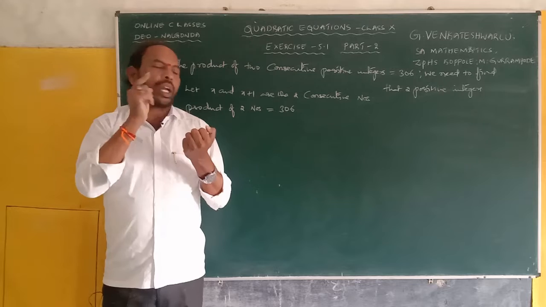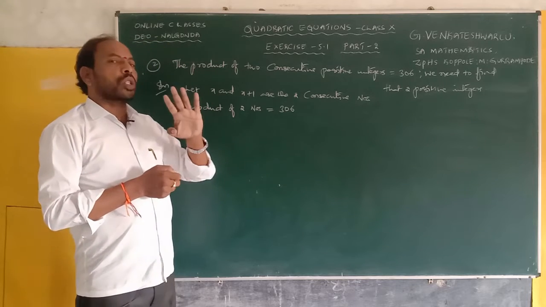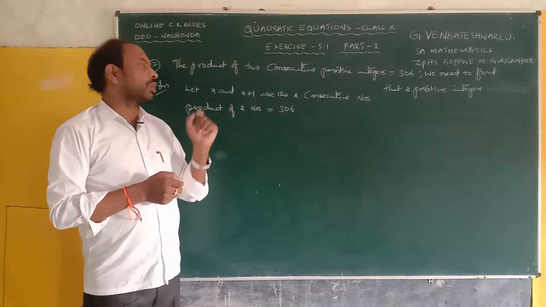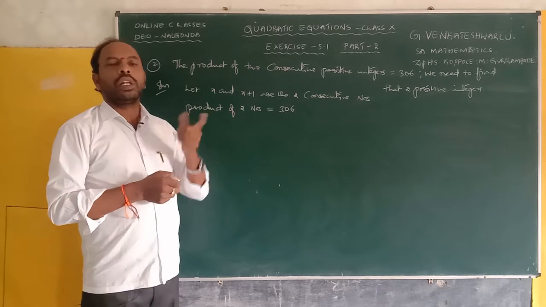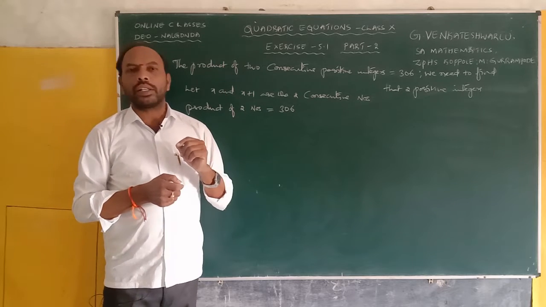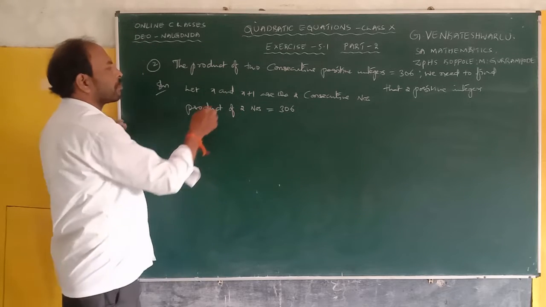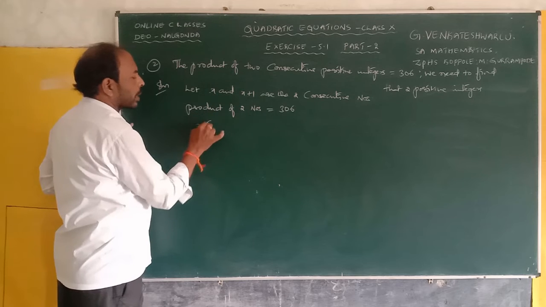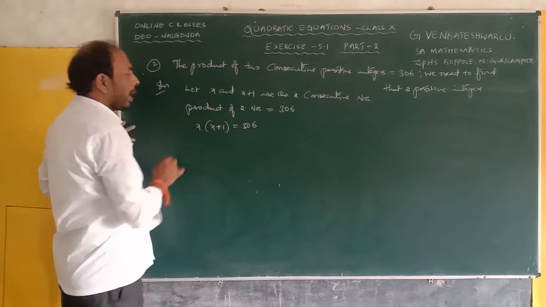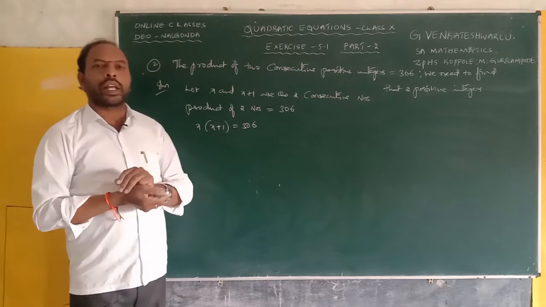First of all, keep it in mind. Consecutive terms are given. First condition: two consecutive terms are taken as x and x plus 1. Next condition: the product of the two consecutive terms is 306. Product means multiplying these two terms. So x into x plus 1 is equal to 306.